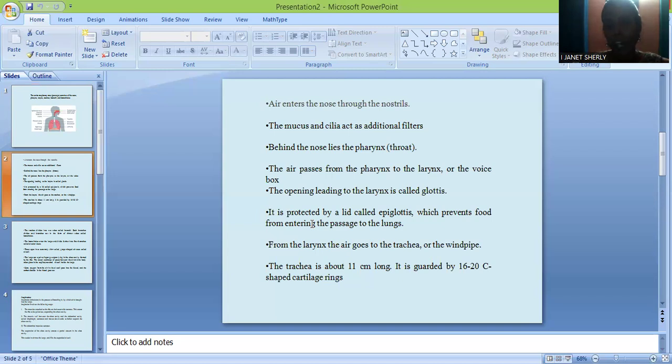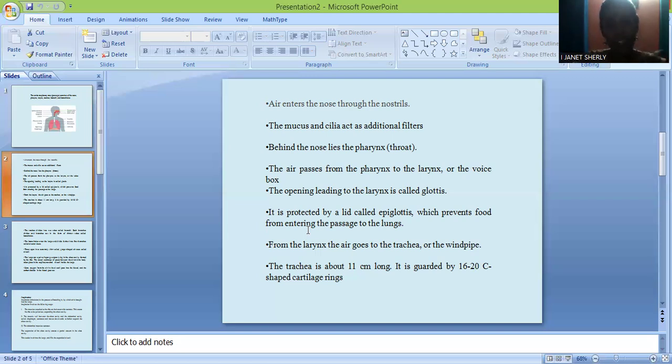Behind the nose, we have the pharynx, and air passes from the pharynx to the larynx. The larynx can also be called a voice box. The opening leading to the larynx is called the glottis. This glottis is provided with a lid, which we call the epiglottis, because there are two passages, one for food and another for air. The epiglottis prevents food from entering the passage to the lungs.